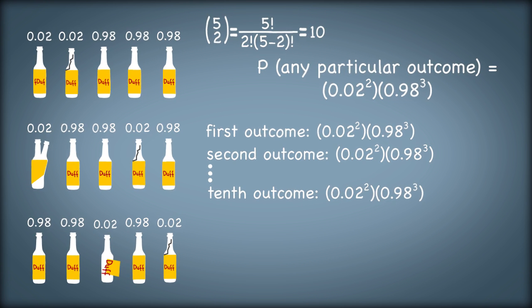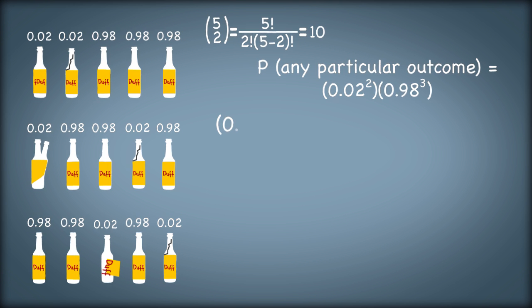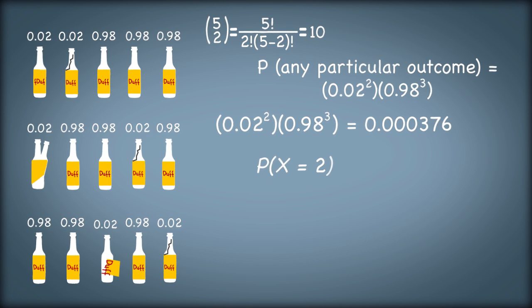We could also write that as 10 times 0.02 to the 2 times 0.98 to the 3. And that is the probability we find two defective bottles in the 5, or the probability that x equals 2. The probability that any one of those particular outcomes occurs is 0.000376. And when we account for the 10 ways that any of those outcomes could occur, we get that the probability that x equals 2 is 0.00376.